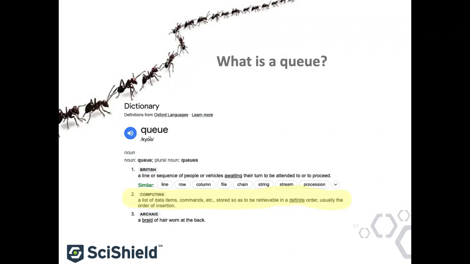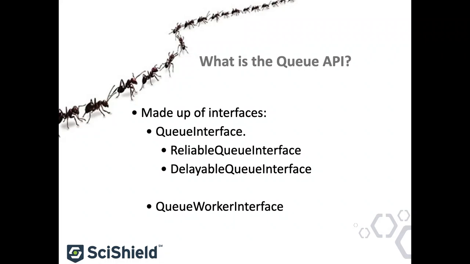All right. What is a queue? A queue simply is a list of tasks to be completed. That's it. It's a tool for breaking up large operations into chunks that you can process in the background, outside of your main thread. And we will talk about what that means.